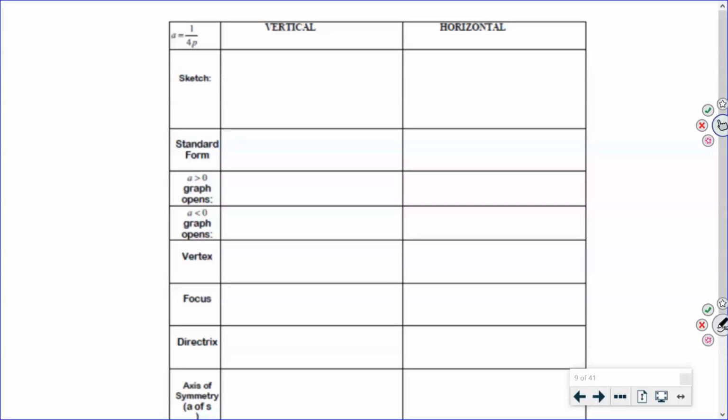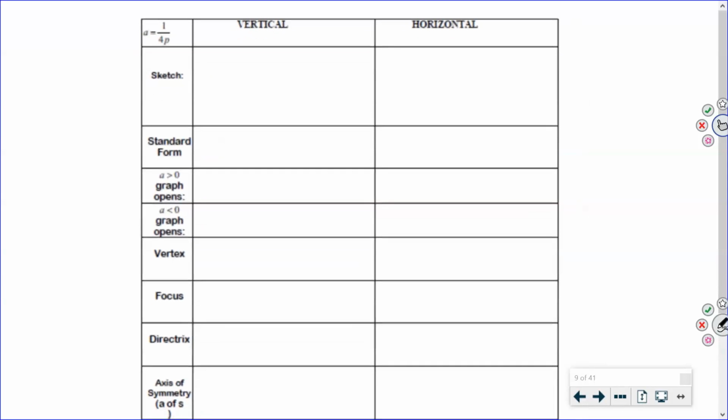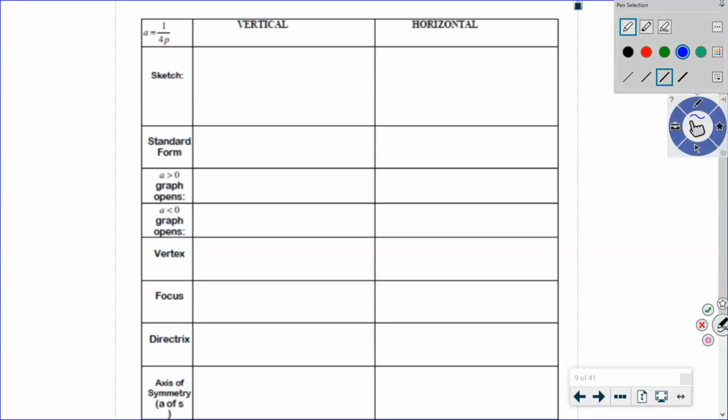Okay, all right, guys. So we're going to talk about attributes between horizontal and vertical parabolas. I'm going to fill out the vertical column first. First and foremost, the very first thing up there is how you are going to find the p-value. And remember, the p-value is always the reciprocal of 1 over 4p. That's super important up there. Just remember that's how you find it, and we'll also talk about it at the end.